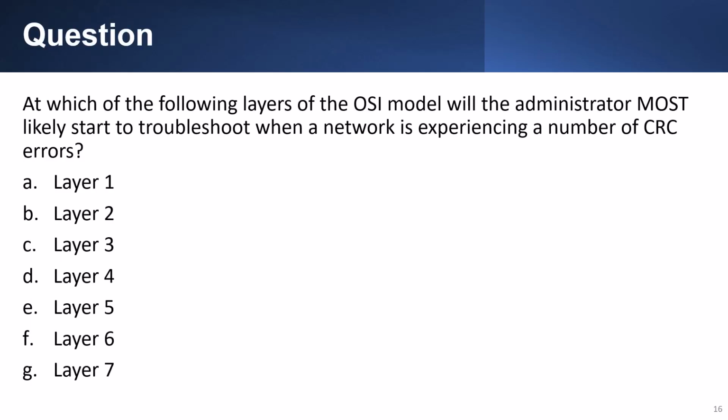Question: at which of the following layers of the OSI model will the administrator most likely start to troubleshoot when a network is experiencing a number of CRC errors? Answer: layer 1.